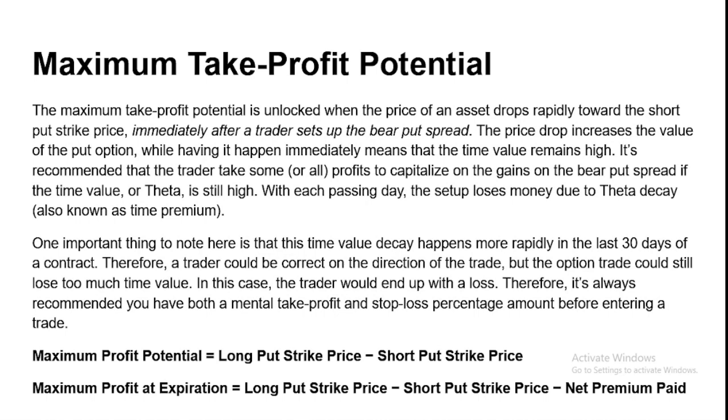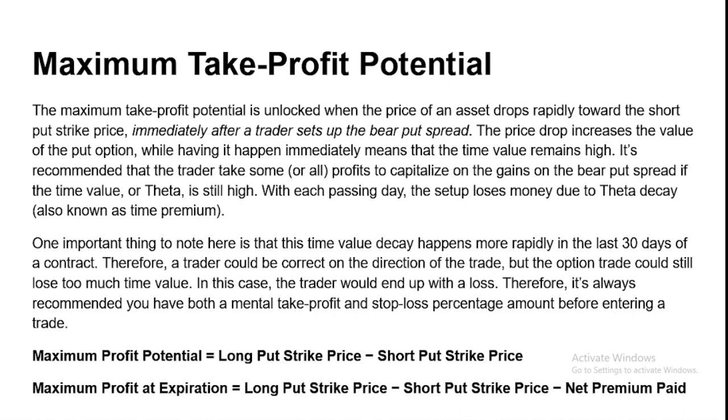So, maximum take profit potential. The maximum take profit potential is unlocked when the price of an asset drops rapidly toward the short put strike price. Immediately after a trader sets up a bear put spread, the price drop increases the value of the put option, while having it happen immediately means that the time value remains high. It's recommended that the trader takes some or all profits to capitalize on the gains on the bear put spread if the time value, or theta, is still high.